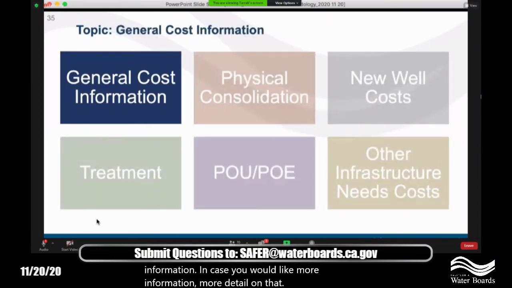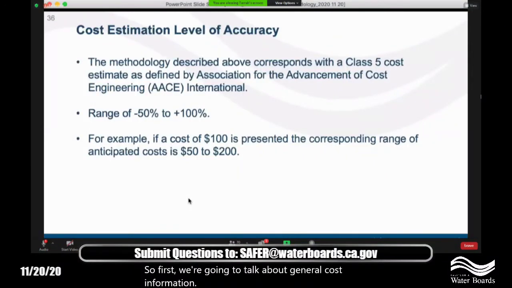So first, we're going to talk about general cost information. And just so you're aware, we consider these very high-level cost estimates. According to the AACE, the Association for the Advancement of Cost Engineering, these are class 5 cost estimates, meaning not the most accurate yet, and that you would get a lot more site-specific information to narrow down the actual cost. So the range is minus 50 to plus 100%. That means if we say the cost is $100, then the range we would consider that cost to be in would be 50 to 200. So when you see these costs, you should be thinking about those error bars that are still on the costs at this point. You really have to gather a lot more site-specific information to get more accurate costing.